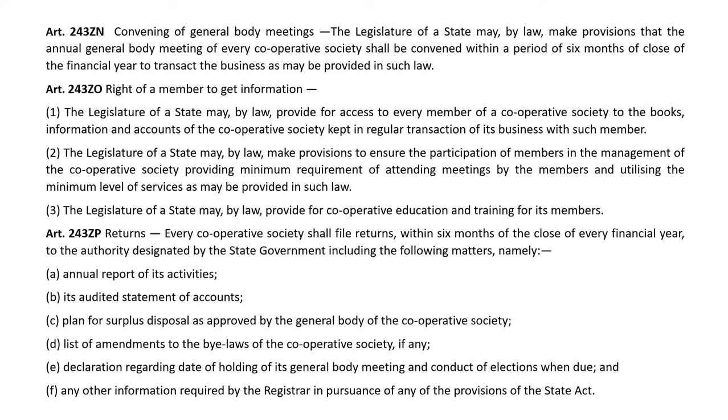Article 243 ZP. Returns. Every cooperative society shall file returns within 6 months of the close of every financial year to the authority designated by the state government, including the following matters, namely: annual report of its activities, its audited statement of accounts, plan for surplus disposal approved by the general body of the cooperative society, list of amendments to the bylaws of the cooperative society, if any, declaration regarding date of holding of its general body meeting and conduct of elections when due, and any other information required by the registrar in pursuance of any of the provisions of the State Act.